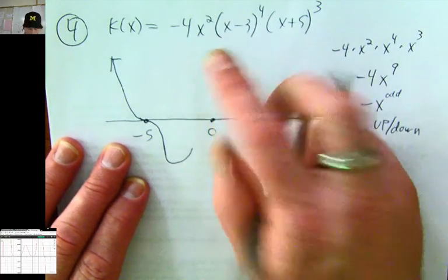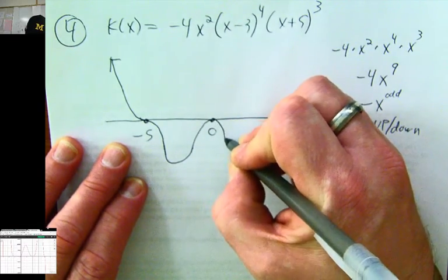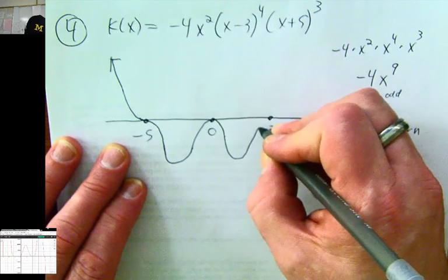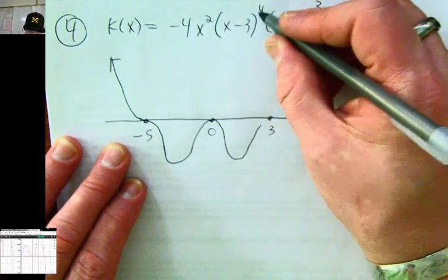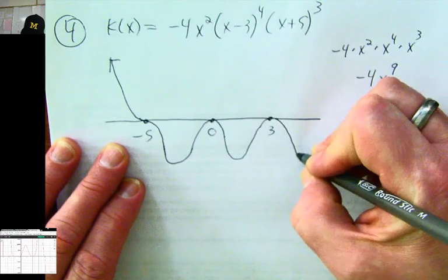0 is squared. That's even. That means it's going to bounce off. And then it's going to turn around again. And then somewhere between 0 and 3, it's going to turn around again. And x minus 3 is to the 4th power. So it's going to bounce off and head on down.